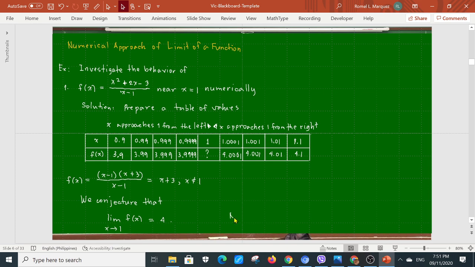Note here, by the way, that f of 0 is not defined, is undefined.